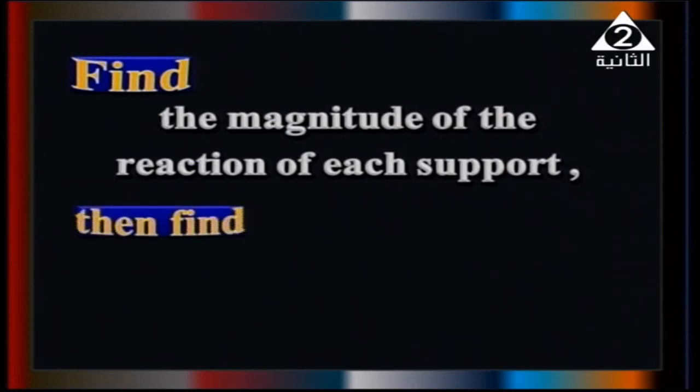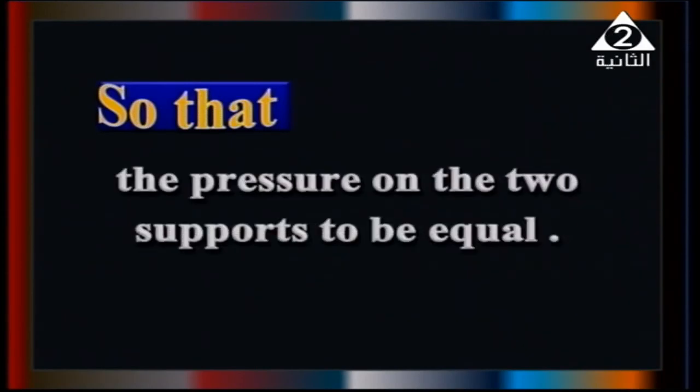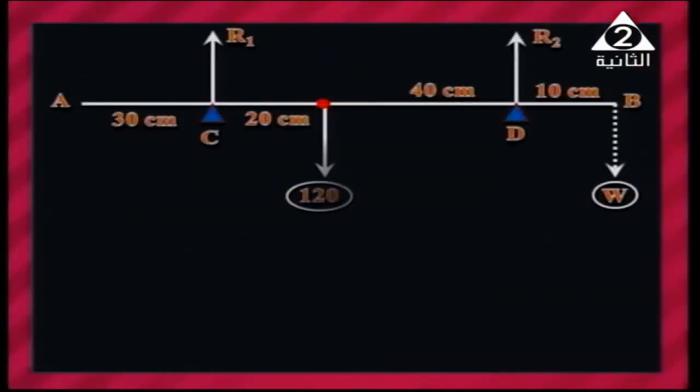Then find the magnitude of the weight that should be suspended at B so that the pressures on the two supports are equal. Look at the solution. My dear student, AB is a uniform rod. Its weight is 120. The length of AB is 100 centimeter. The weight of AB acts at the midpoint of AB, 50 centimeter from A, also 50 centimeter from B.